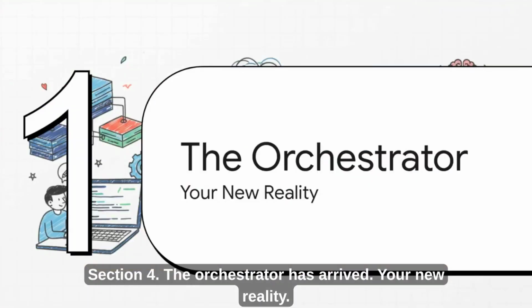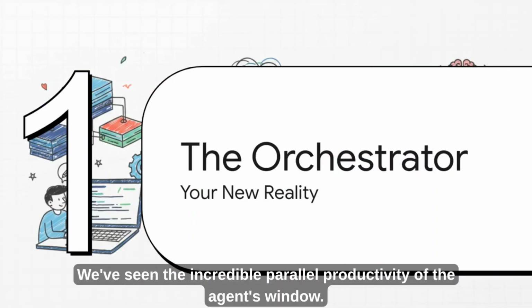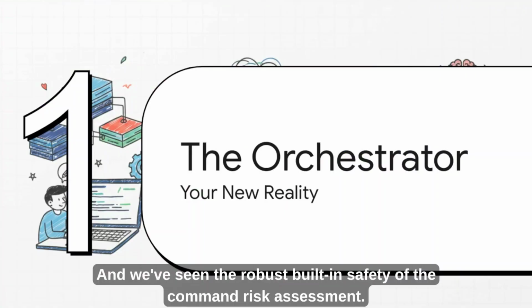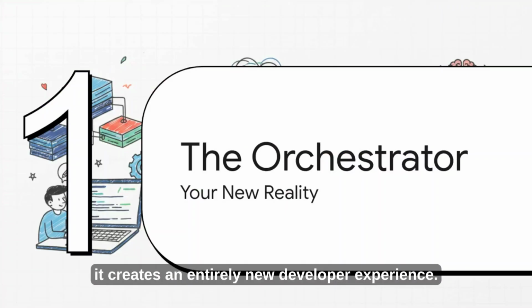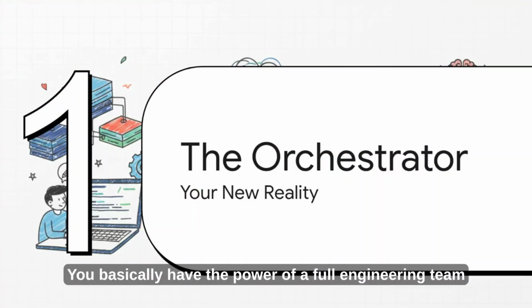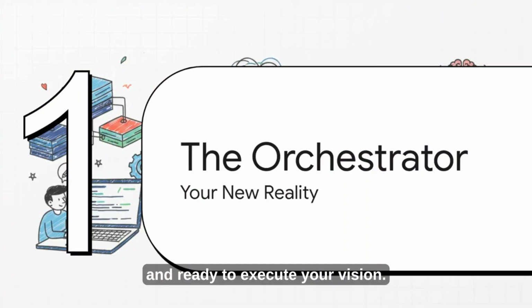Section 4. The orchestrator has arrived, your new reality. So let's bring this all together. We've seen the incredible parallel productivity of the agents window, and we've seen the robust built-in safety of the command risk assessment. When you merge those two things together, it creates an entirely new developer experience. You basically have the power of a full engineering team at your fingertips, safely confined within the guardrails of your editor and ready to execute your vision.